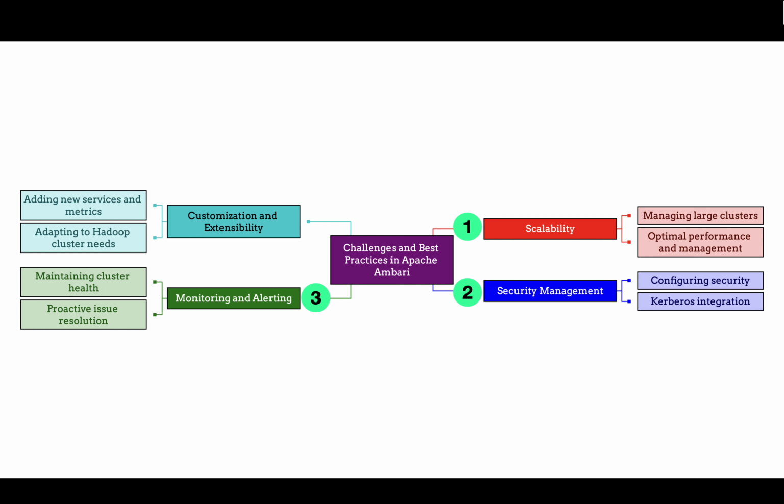3. Monitoring and alerting. Effective use of Ambari's monitoring and alerting tools is key to maintaining cluster health and proactively addressing issues. 4. Customization and extensibility. Ambari can be customized and extended to suit specific needs. This includes adding new services, metrics, and alerts as per the requirements of the Hadoop cluster.